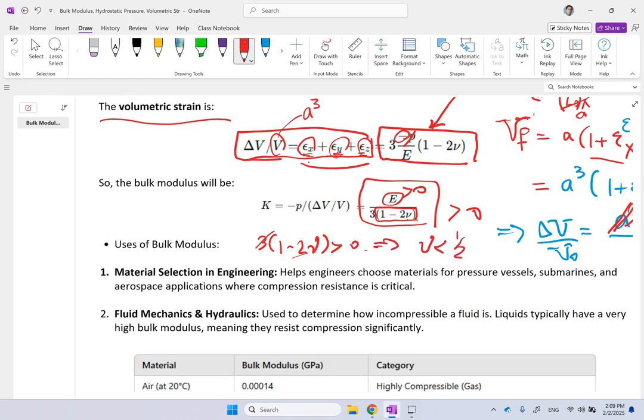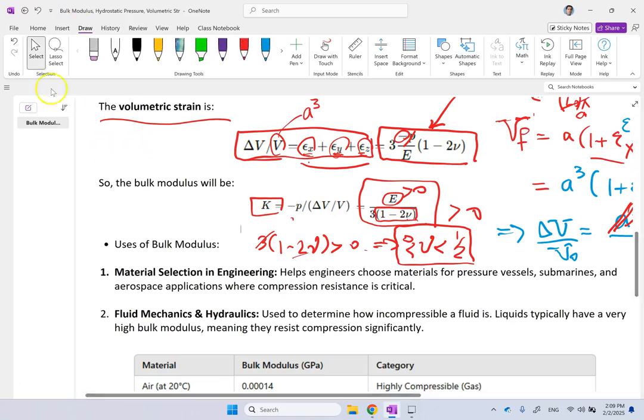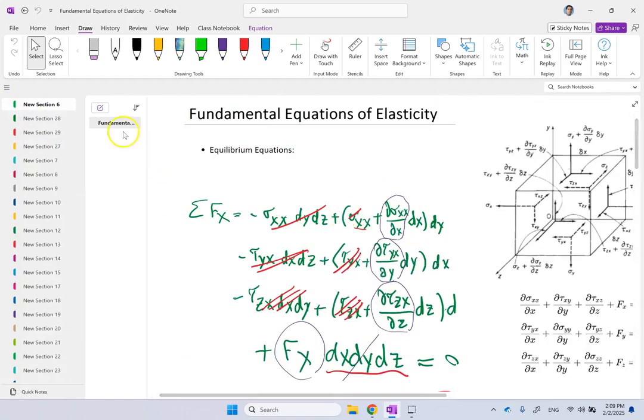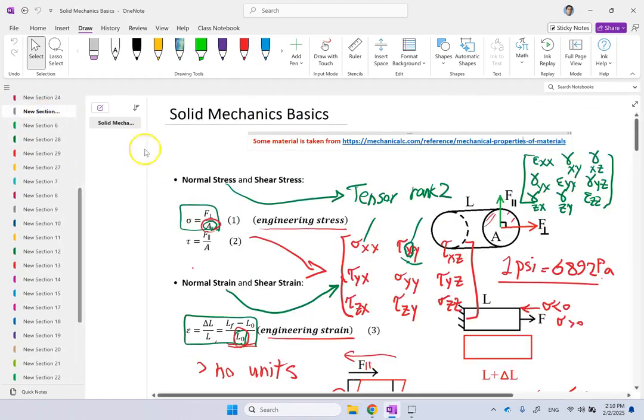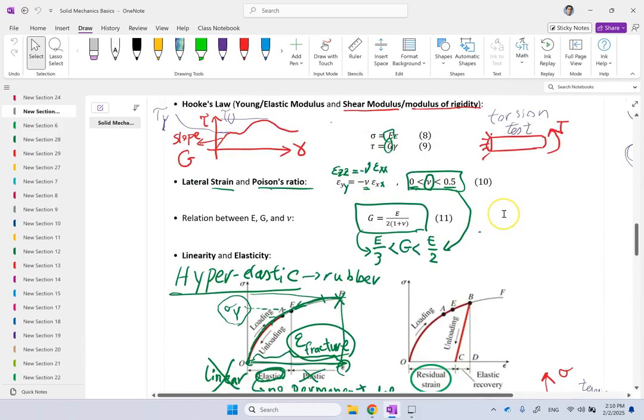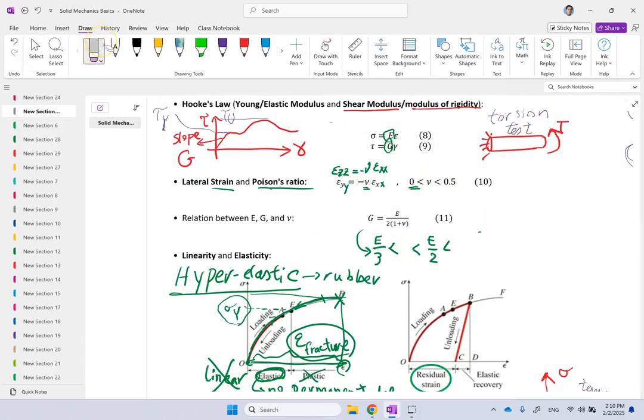So if somebody says, where did you get the fact that the Poisson's ratio is less than 1/2, and of course it should be bigger than 0, where did you get this one from? You say from the fact that the bulk modulus is equal to this and the bulk modulus is positive, right? If I go back and show you when we talked about the basics of solid mechanics, I guess it's here. When we introduce nu, let's go and find the nu here. This is where it is. We said that the nu is between 0 and 0.5.